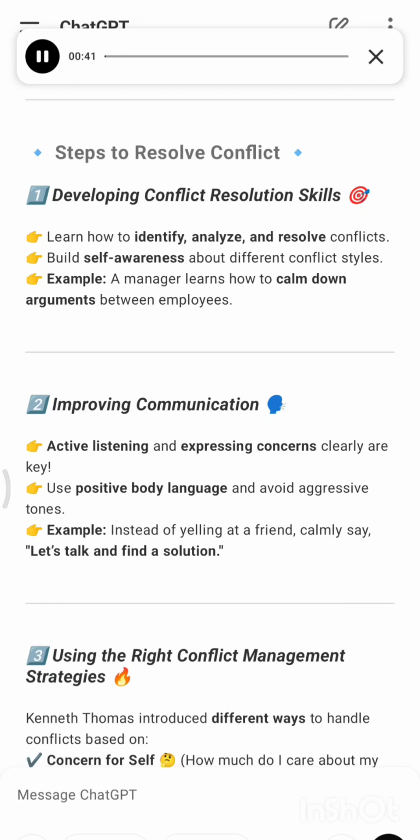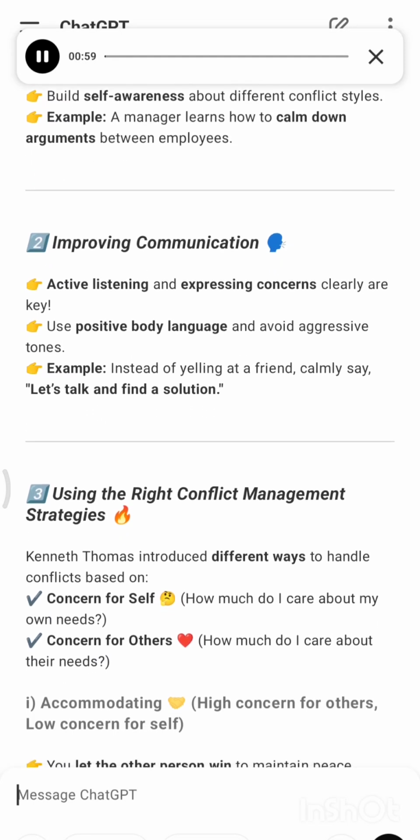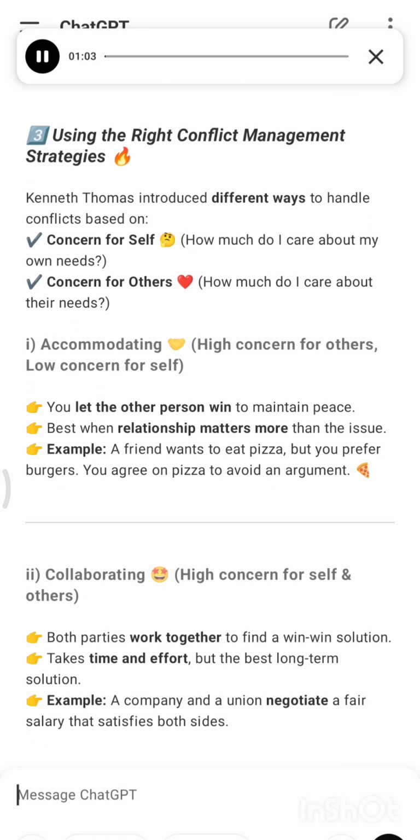2. Improving communication. Active listening and expressing concerns clearly are key. Use positive body language and avoid aggressive tones. Example: instead of yelling at a friend, calmly say, "Let's talk and find a solution," using the right conflict management strategies. Kenneth Thomas introduced different ways to handle conflicts based on concern for self.